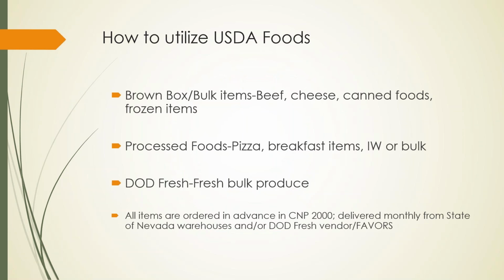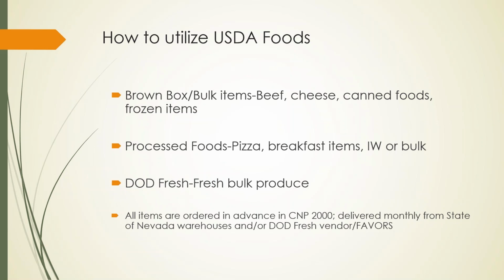So just a reminder, there are different types of USDA foods. We have our brown box or our bulk items, such as the beef, your cheese, your canned foods, your frozen items. The second option is processed foods. That's foods that the bulk items have been sent to an approved processor, and that might be something such as the individually wrapped pizzas or some bulk breakfast items that you're purchasing.